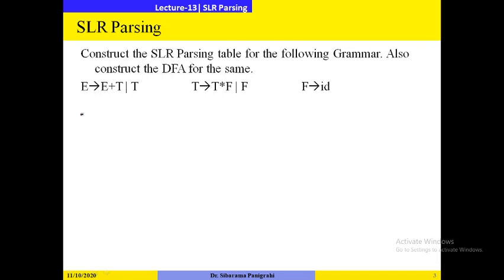So what you will do first, in step number 1, you have to number the productions. So here how many productions are there? 1, 2, 3, 4, 5 productions are there. So we will have to number them.